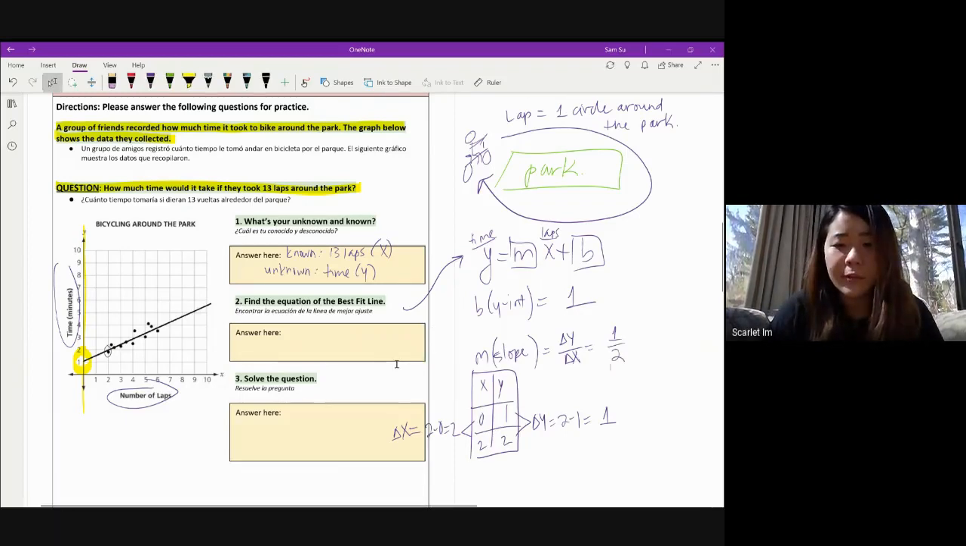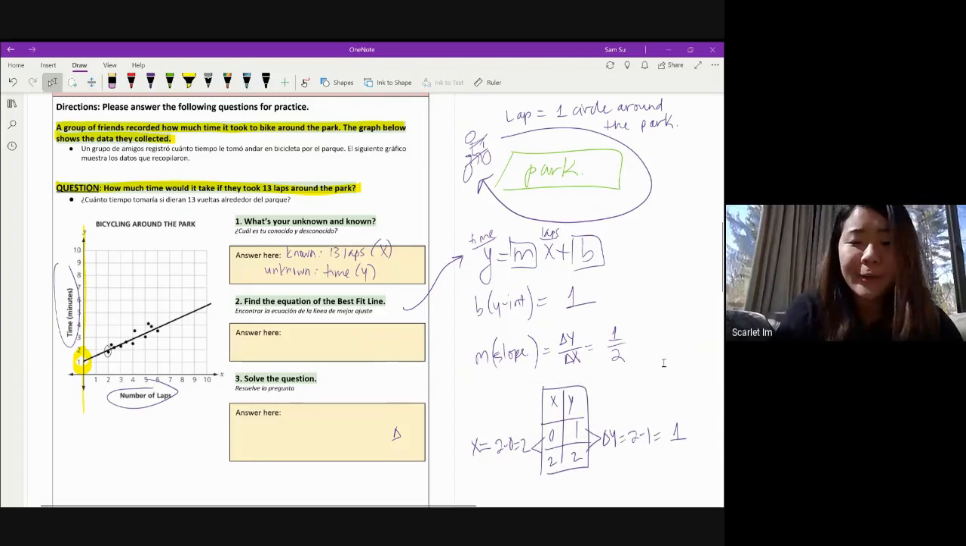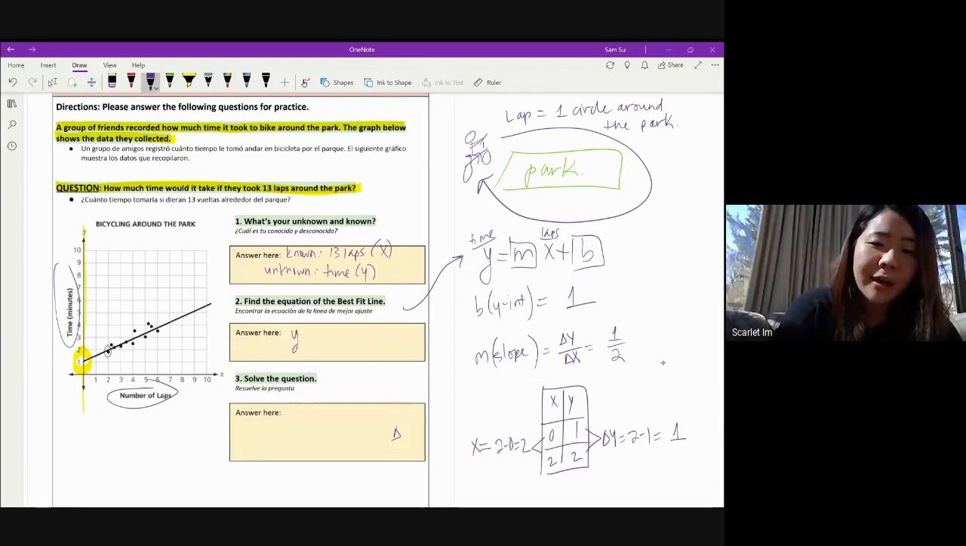Let me just move this over. So I know that's how I solved it. So I got my equation. My equation is going to be y equals 1/2 x plus 1.